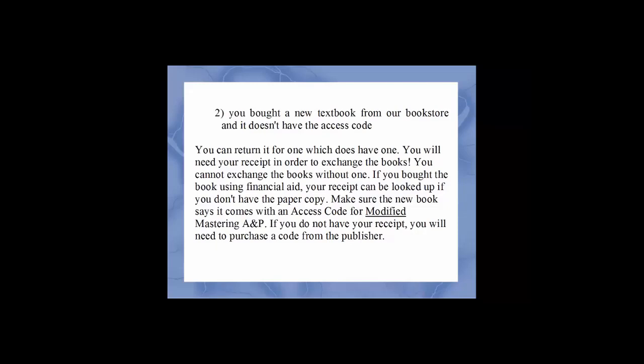Make sure that when you're getting the new book, that it says Modified Mastering A&P. If it doesn't have the word modified in it, then you're getting something different. So you must be using Modified Mastering A&P. If you don't have the receipt, then you must buy an access code from the publisher directly. There's no way I can get around that. But if you use financial aid to buy it, your receipt can be looked up. But if you pay it out of pocket, or if you can't find a receipt, you have to purchase it from the publisher directly. And scenario number 3, you either rented the book or you bought it from somewhere else other than the Gaston College bookstore, then you must buy the access code from the publisher.